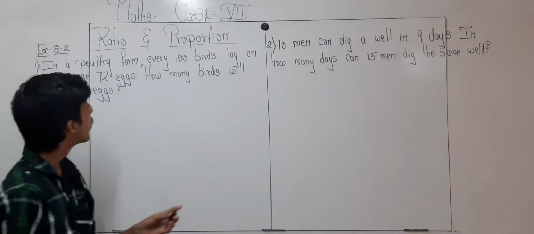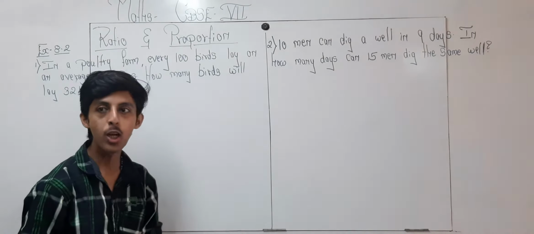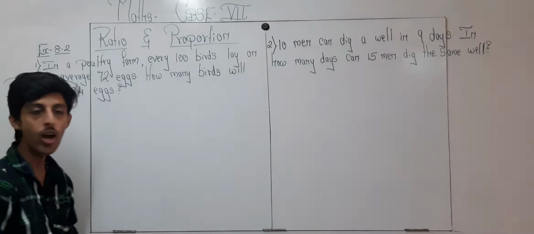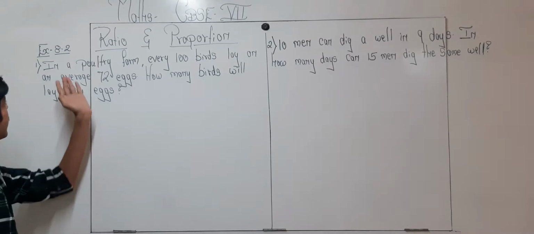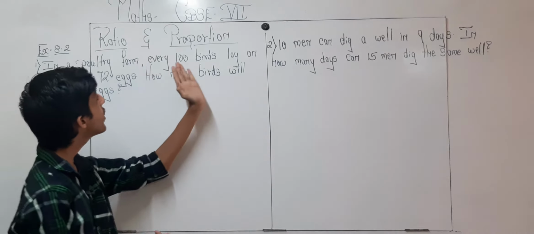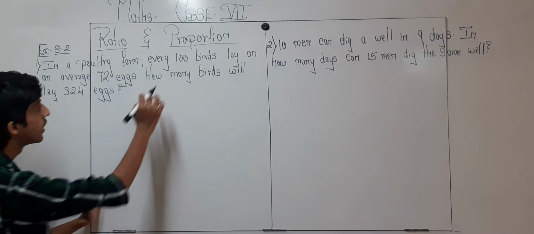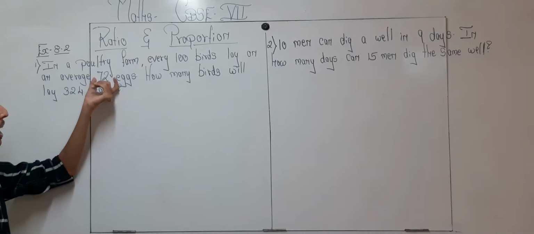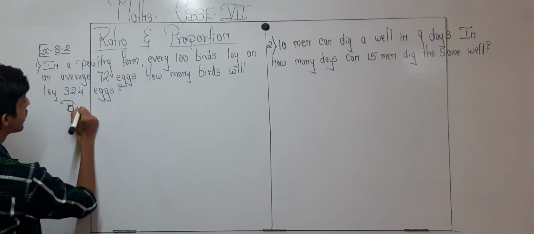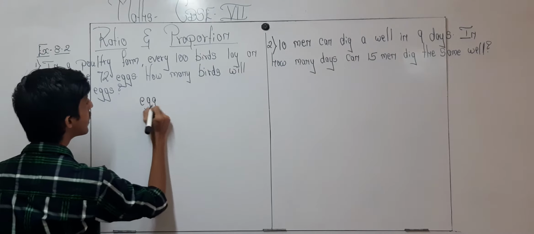Okay. Good morning, students. Today we are doing the concept of ratio and proportion, exercise 8.2 and question number 1. Over here, what is being told? In a poultry farm, every 100 birds lays an average of 72 eggs. 100 birds are there which are giving 72 eggs. So over here, birds, and over here eggs.